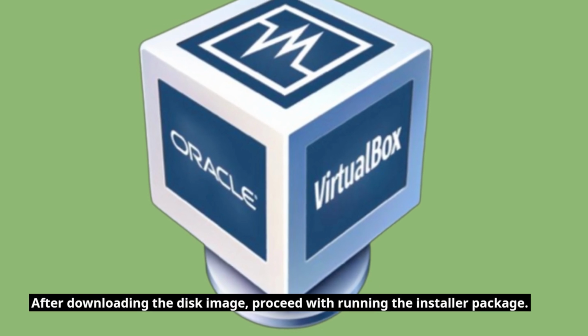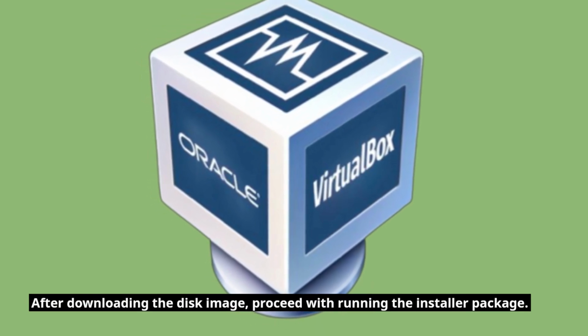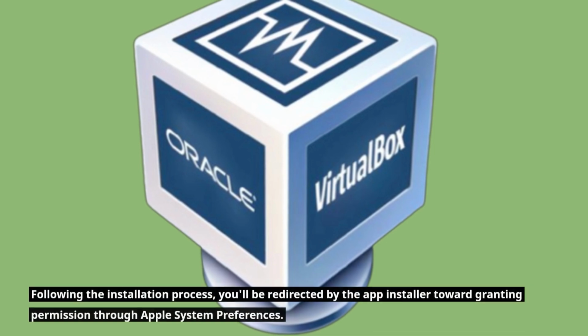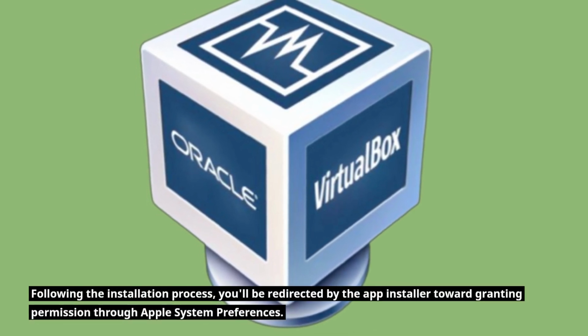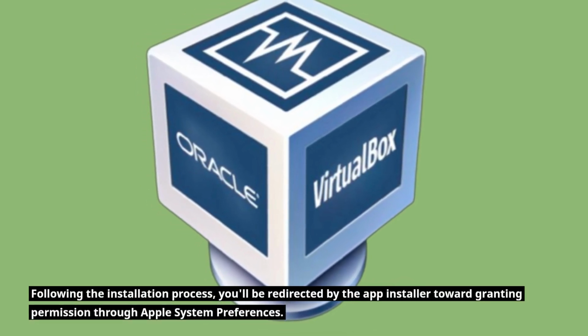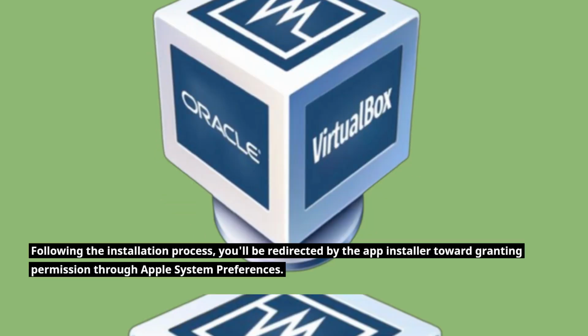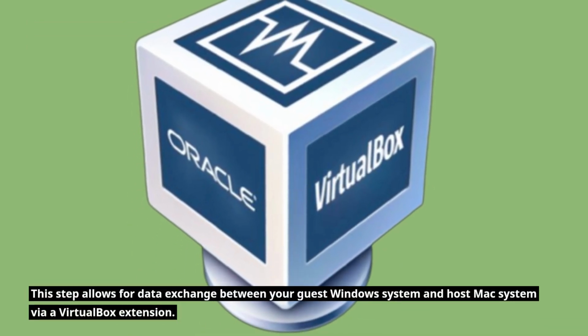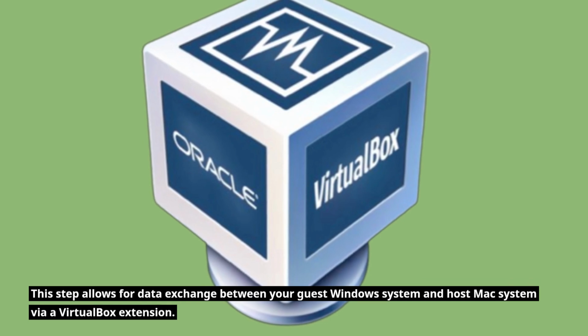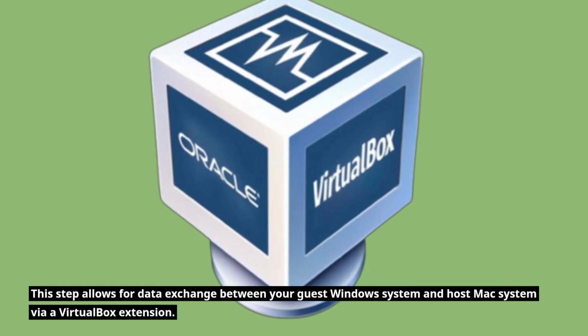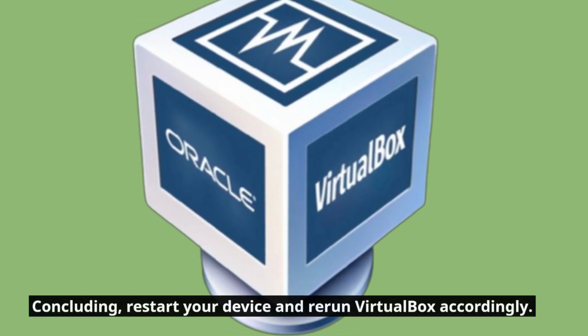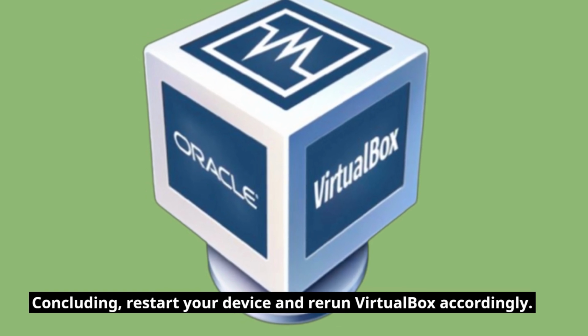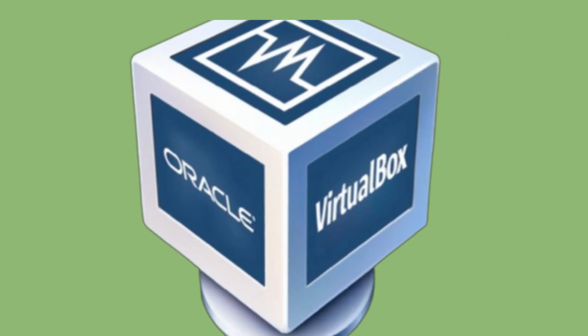After downloading the disk image, proceed with running the installer package. Following the installation process, you'll be redirected by the app installer toward granting permission through Apple System Preferences. This step allows for data exchange between your guest Windows system and host Mac system via a VirtualBox extension. Concluding, restart your device and rerun VirtualBox accordingly.